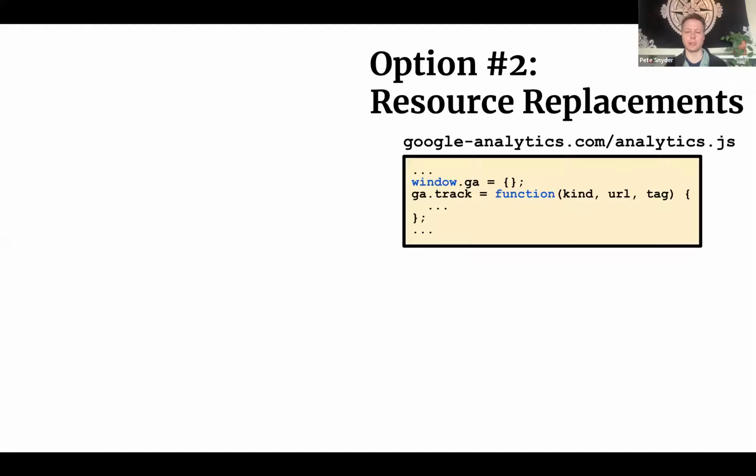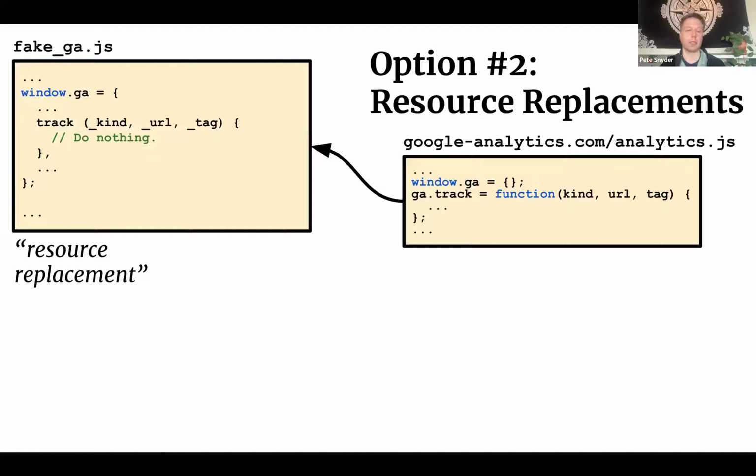So if the original Google Analytics looks like this and had our toy track function in it, we're going to build a fake Google Analytics that has a lot of the same shape. It has functions with effectively the same signatures, but we just scrape out the privacy harming parts. And so the things that were harmful before now become no ops. These replacement versions of scripts are called resource replacements.